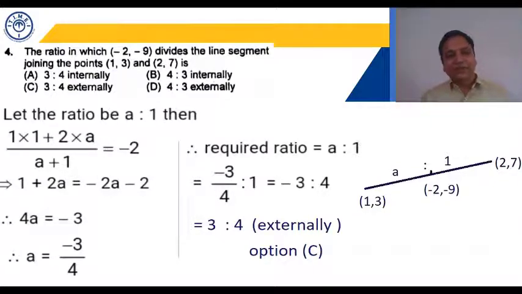One can assume it initially also. The line joins points (1, 3) and (2, 7). Both lie in the first quadrant, and the point which divides this join lies in the third quadrant. So it cannot be internal in any case. It has to be external. Suppose among the options, 3 options say internal and 1 option says external, then we would straight away mark the external one. It depends upon which coordinates are given, but in this case it comes out to be an external division.